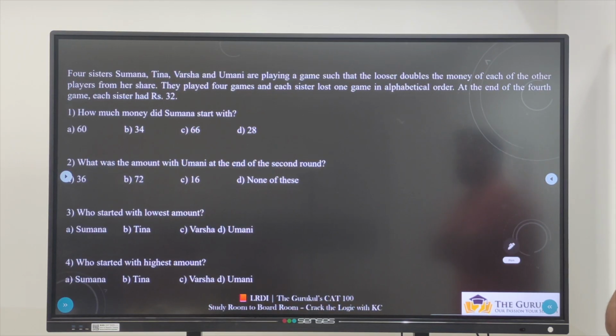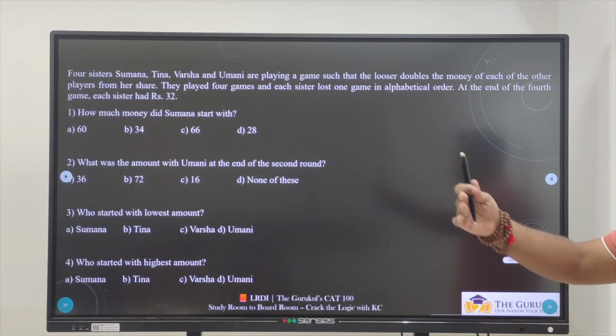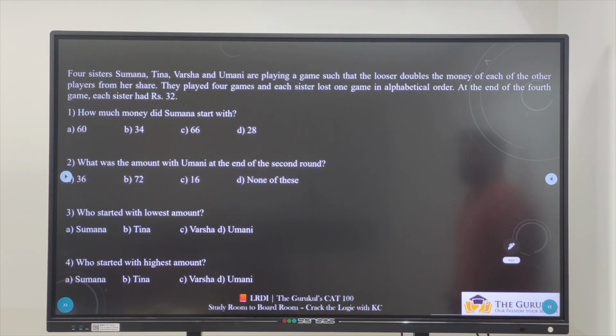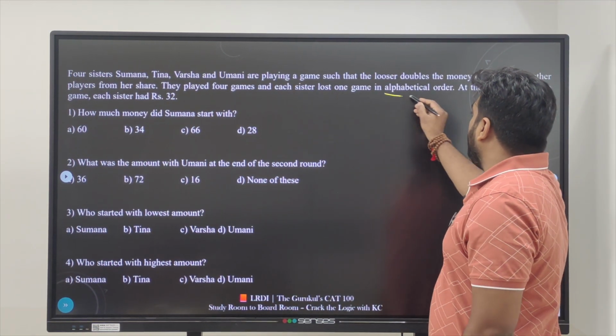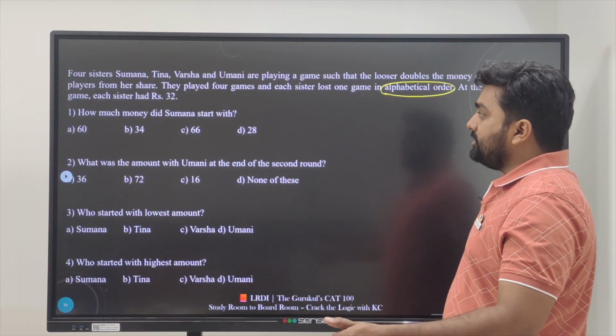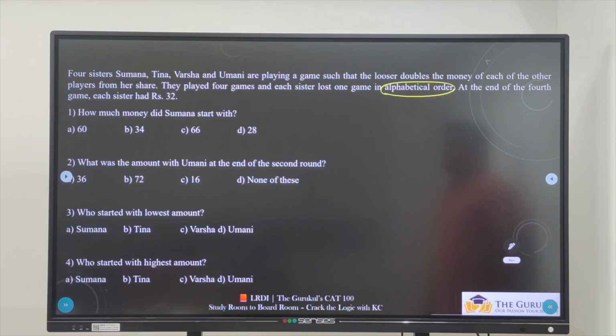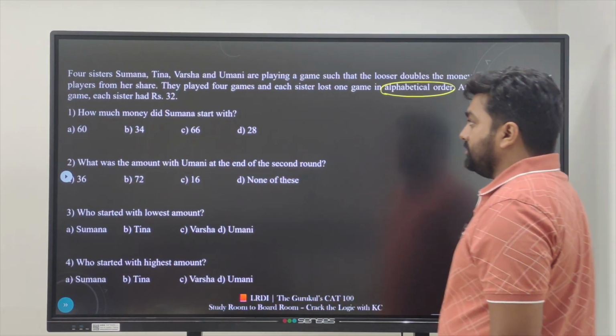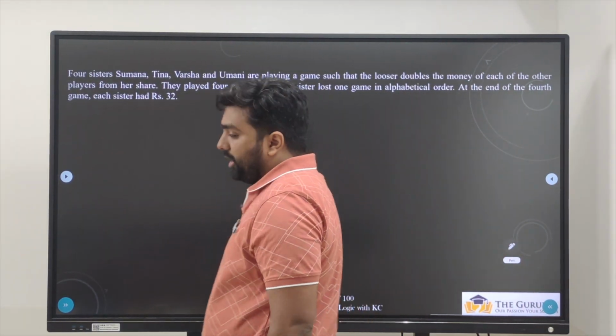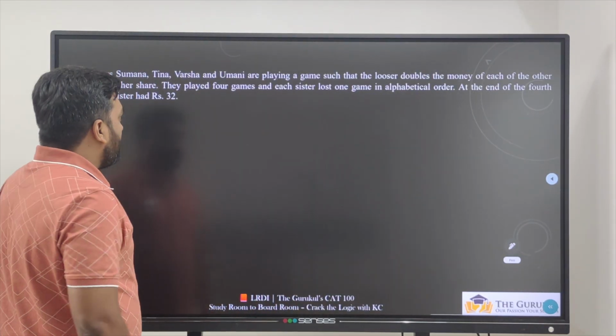Four sisters, Sumana, Tina, Varsha, Umani, are playing a game such that the loser doubles the money of each of the other players from her share. So whoever is losing will double the money of the other people. They played 4 games and each sister lost one game in alphabetical order. So first S lost, then T, then U, then V. At the end of the 4th game, each sister had 32 rupees. Now how do we start the problem?